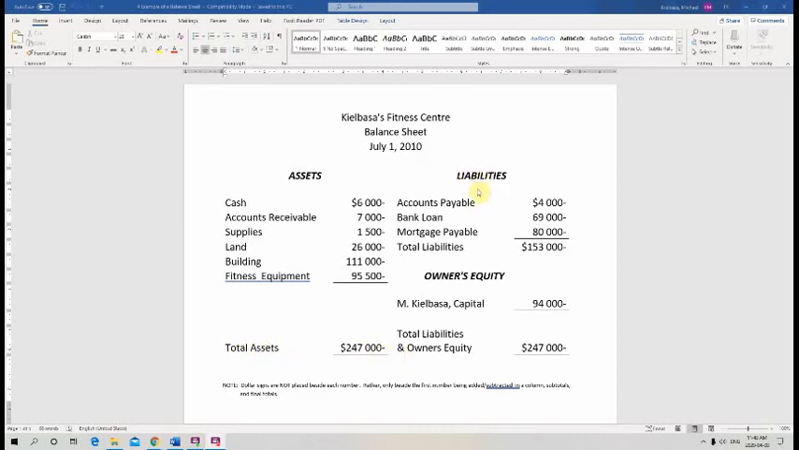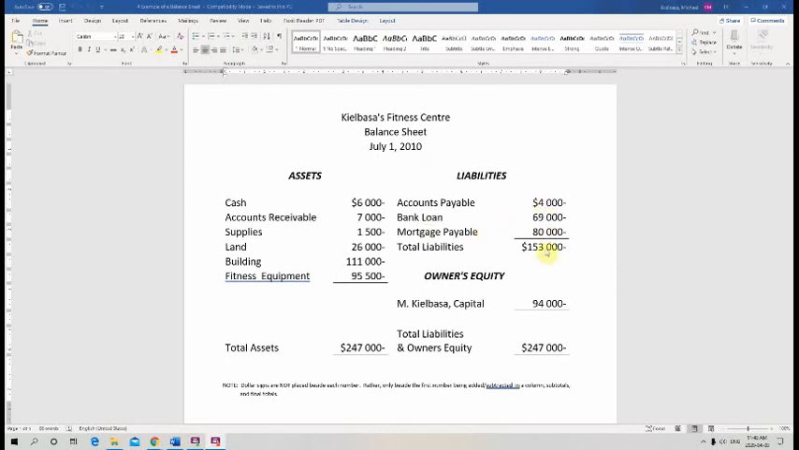Now, in regards to liabilities, they have to be recorded according to when they have to be paid. So accounts payable, that's an account that's recording how much you owe other people. And usually we have to pay that off within 30 to 120 days. A bank loan is next. We normally have to pay that off anywhere between 1 and 5 years. And then mortgage, that's anywhere from 5 to 35 years.